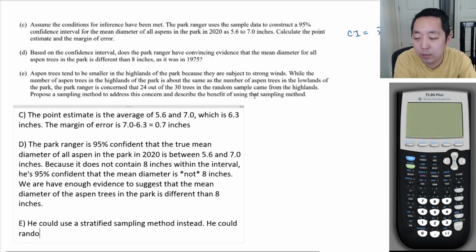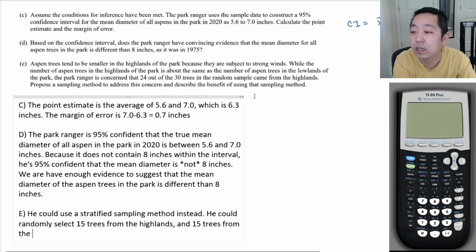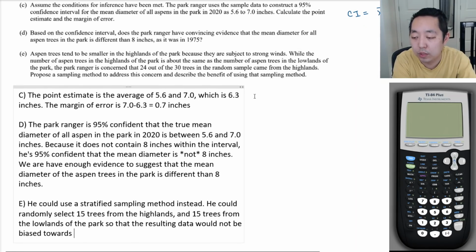He could randomly select 15 trees from the highlands and 15 trees from the lowlands of the park, so that the resulting data would not be biased towards highlands or lowlands. Okay.